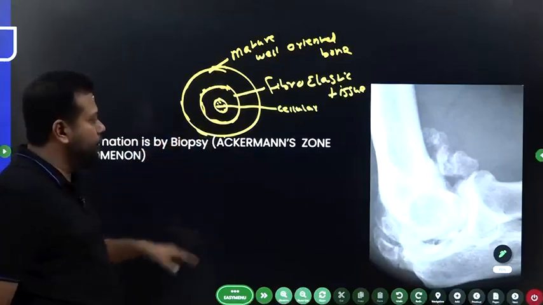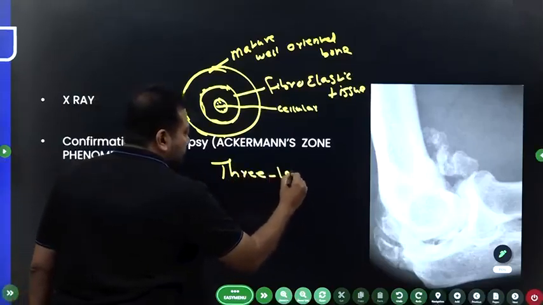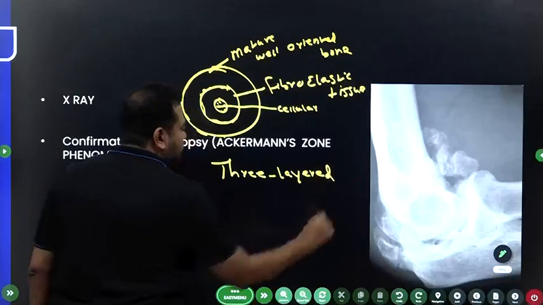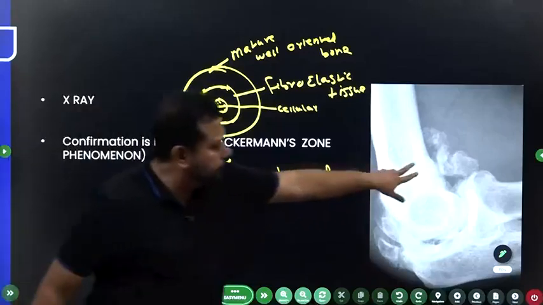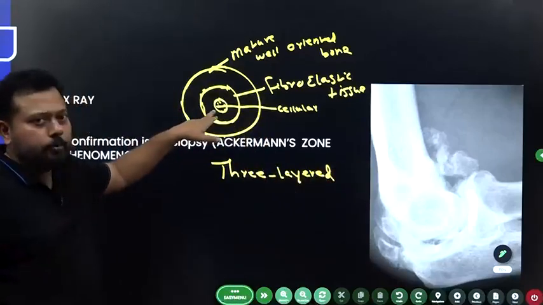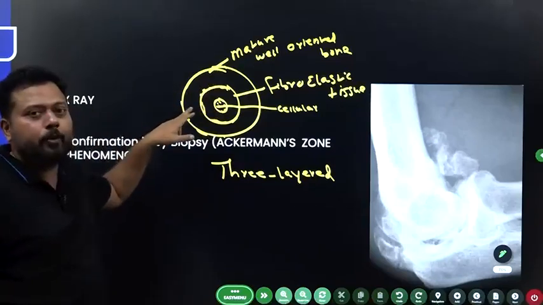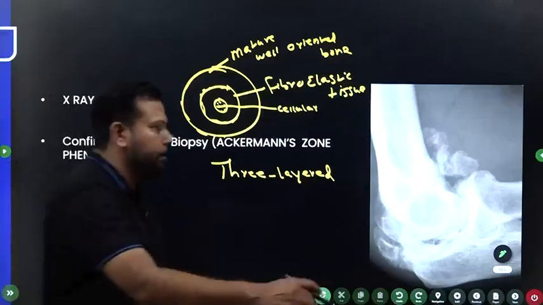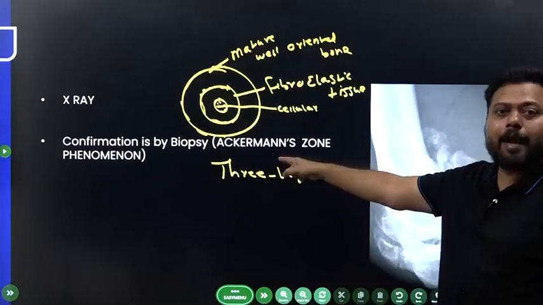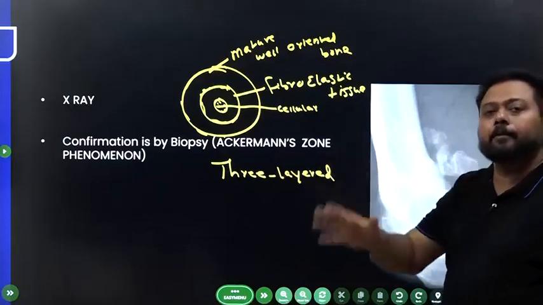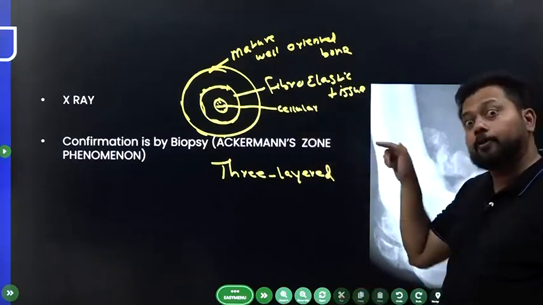This 3-layered phenomenon is called the Ackermann zones phenomenon. When you take a cut section of this and it shows the innermost cellular layer surrounded by fibroelastic tissue, and the outermost layer of matured, well-oriented bone, the diagnosis is confirmed: it is myositis ossificans. It is not osteogenic sarcoma. They may ask this question: Ackermann zones phenomenon is seen in myositis ossificans. Otherwise, they can give this as a picture and ask you, what is this?